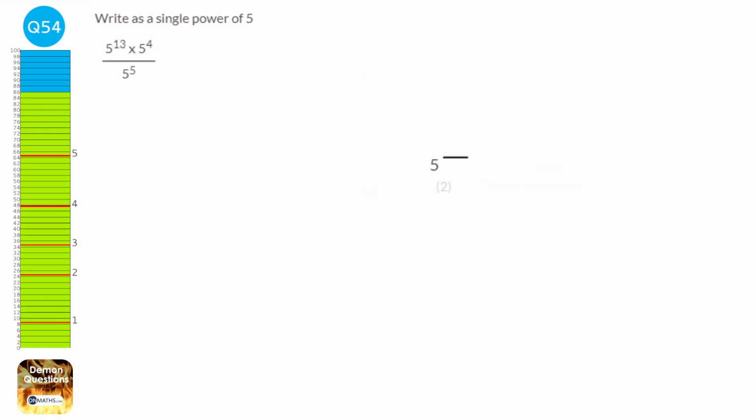When you multiply powers with the same base, you add the powers. So we're going to do that here. We're going to add the 13 and the 4 at the top of this fraction. 13 plus 4 is 17, so it's going to be 5 to the power of 17. We haven't done anything with the 5 to the power of 5 at the bottom yet. When you divide powers of the same base, you subtract the powers. So we're going to do 17 take away 5, so it's going to be 5 to the power of 12.